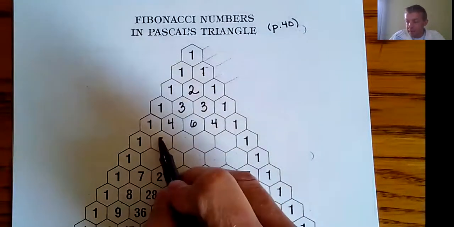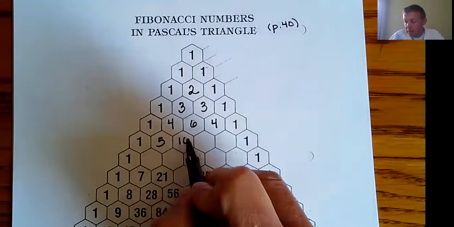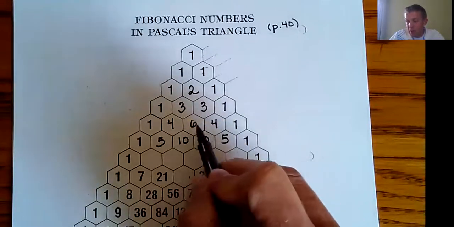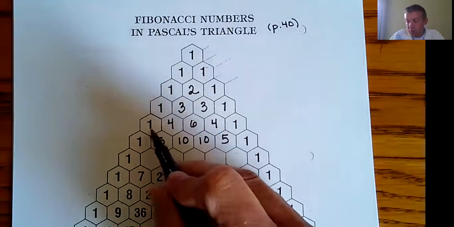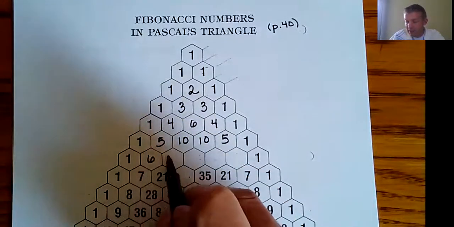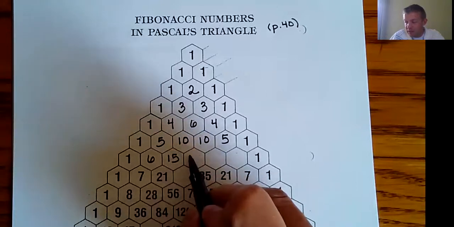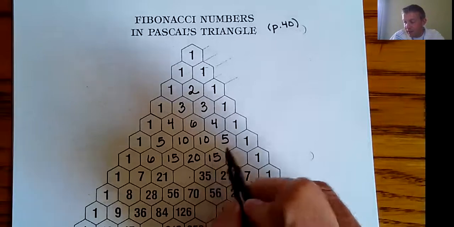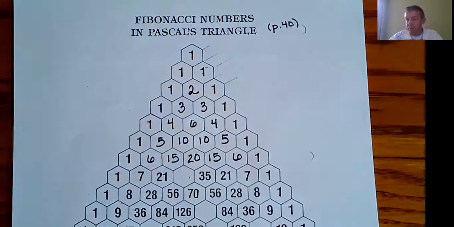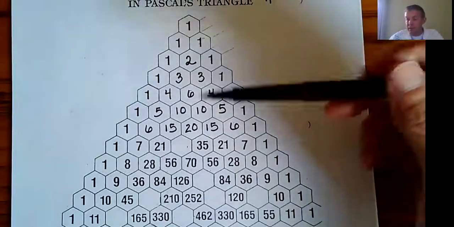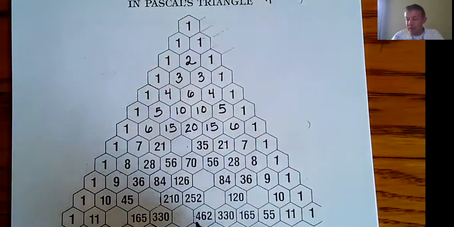Well, this would be 5, 10, 10, 5. And again, I'm always adding the two numbers directly above it to get the one in the middle. 1 plus 5 is 6. 5 plus 10 is 15. 10 plus 10 is 20. 10 plus 5 is 15 again. 5 plus 1 is 6 again. And if you could just pause the video again, take a couple minutes, fill in all of these missing pieces that are left, just to make sure you've got it.